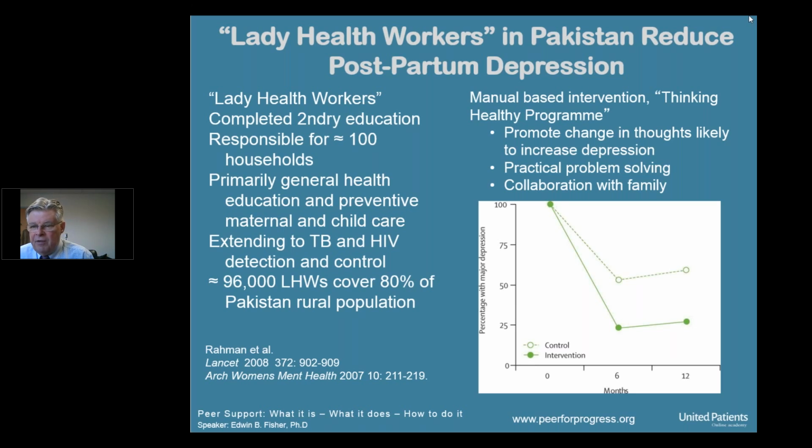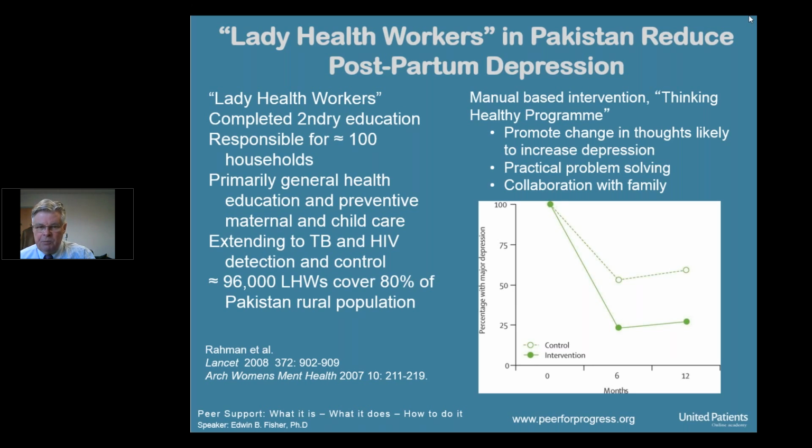In this study, the lady health workers implemented a manual-based intervention, Thinking Healthy, for women who were depressed in their 3rd trimester, and it promoted changes in thoughts likely to increase depression, practical problem solving, which we'll get back to, and also collaboration with the family. And in the graph, you can see that those who received the intervention had a 50% reduced likelihood of depression over the first 12 months after delivery. So this was a remarkably successful intervention.